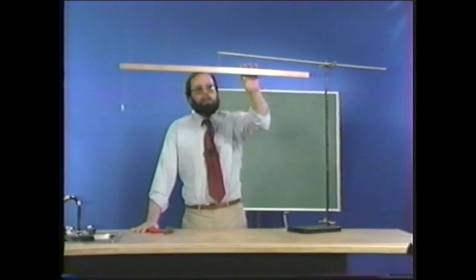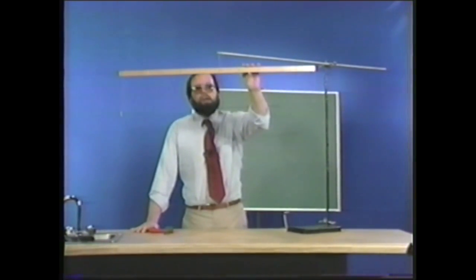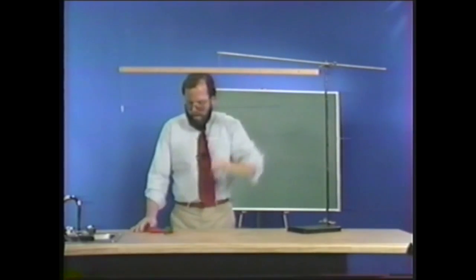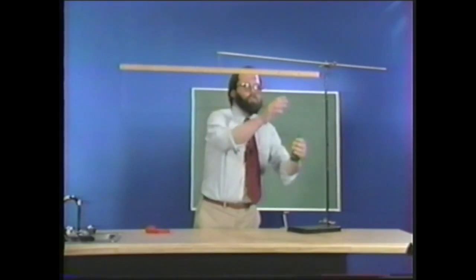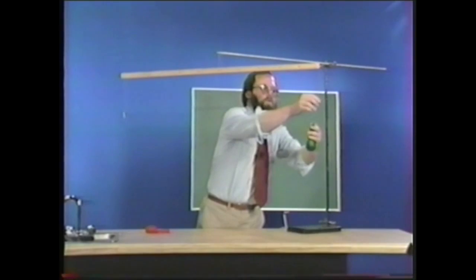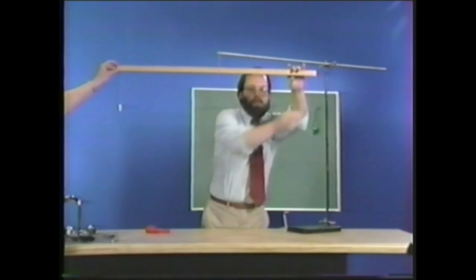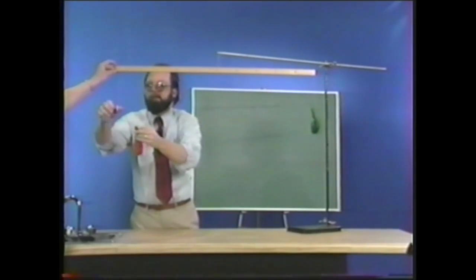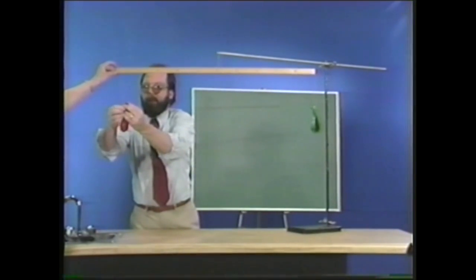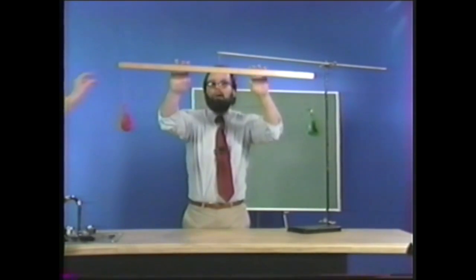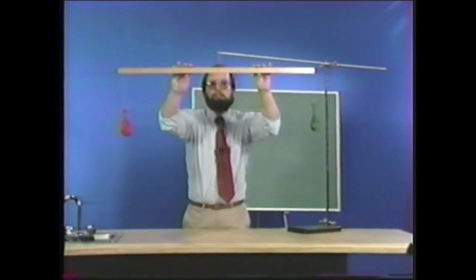All right, let's see if we can show with our balance that air does have weight. Once we have constructed our balance, we will put a balloon on each end of our balance, and each balloon is deflated. All right. Now let's balance the yardstick.